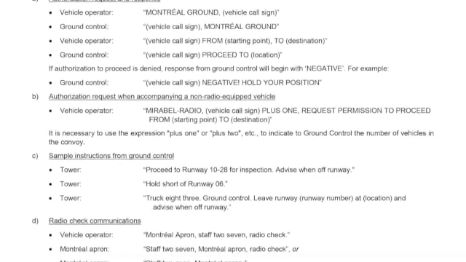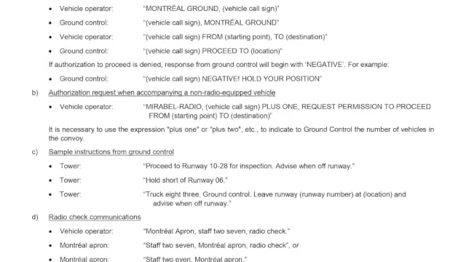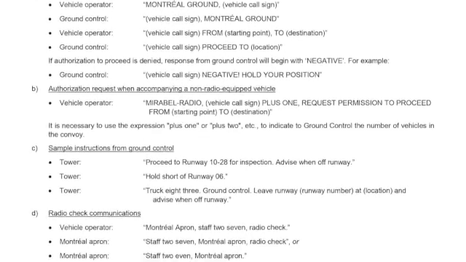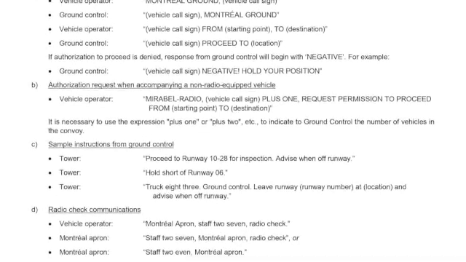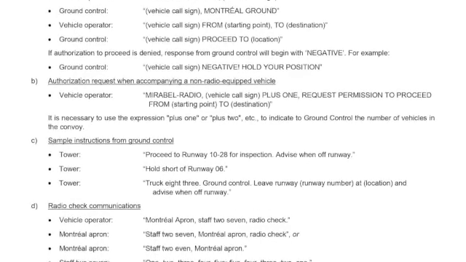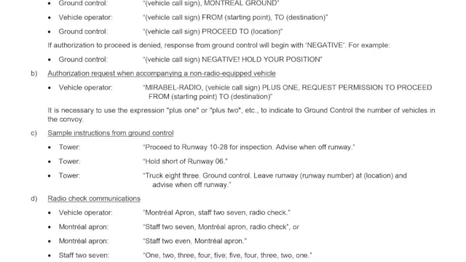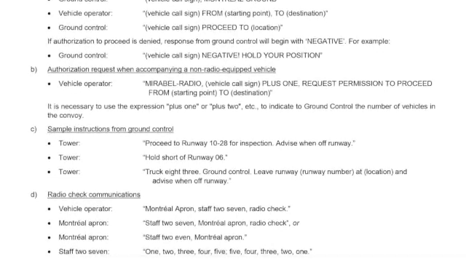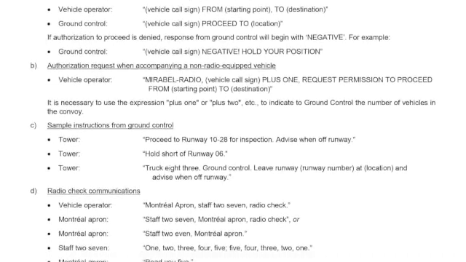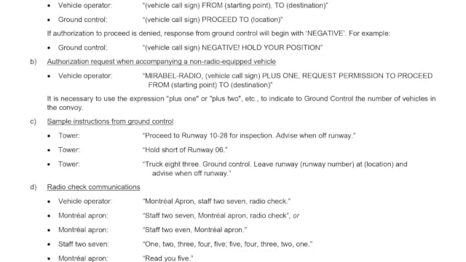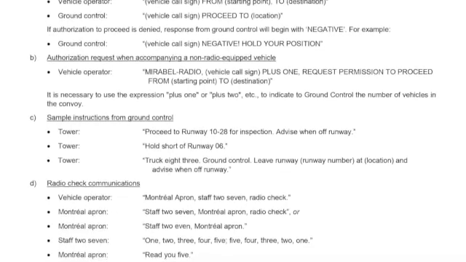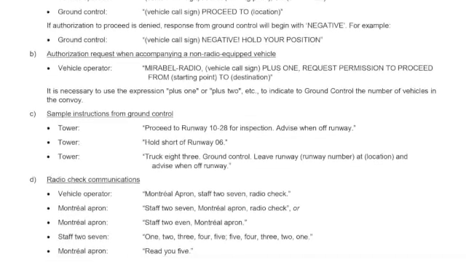C. Sample instructions from ground control tower. Proceed to runway 10-28 for inspection. Advise when off runway. Tower: hold short of runway 06. Truck 83: Tower. Ground control: leave runway, runway number, at location, and advise when off runway.